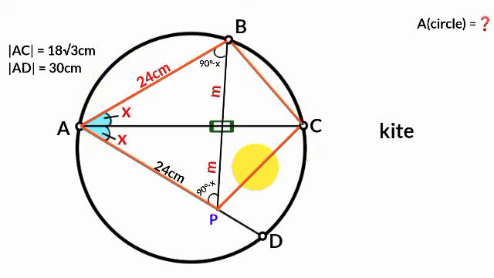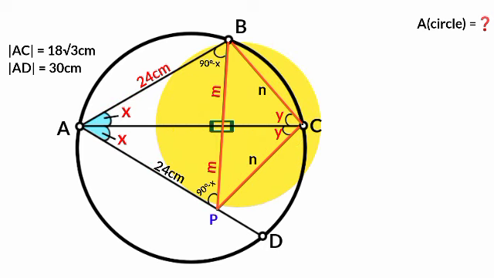Therefore, this side and this side are also equal in length. Let's assume their length to be n each. We know the long diagonal of a kite, which is this line AC, bisects the two angles it touches. So just as it bisects this angle, it will also bisect this angle. That is, this and this angle are congruent. Let's assume their sizes to be y each.